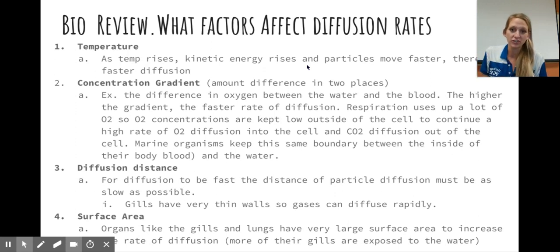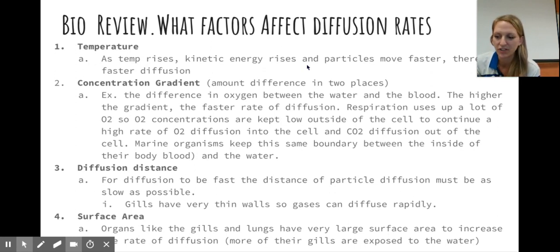Respiration will use up a lot of oxygen, so oxygen concentrations are kept really low inside your cell. When the oxygen is used up, it's going to flood right back in really fast because that concentration gradient's pretty steep. Marine organisms also use the same boundary inside and outside of their body so that we can move things really fast. Diffusion distance.